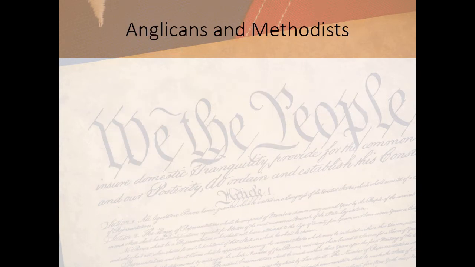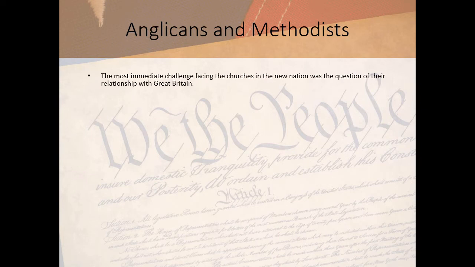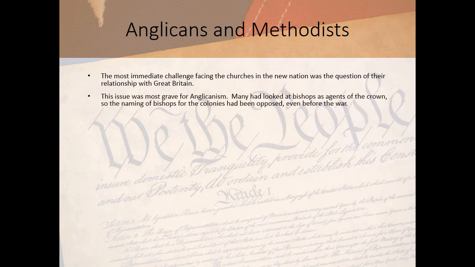Let's look at the impact on some of the old religious groups. The most immediate challenge facing the churches in the new nation was the question of their relationship with Great Britain. This issue was most grave for Anglicanism. Obviously, that's the Church of England, so that's going to make a big difference. Many had looked at bishops as agents of the crown, so the naming of bishops for the colonies had been opposed even before the war.